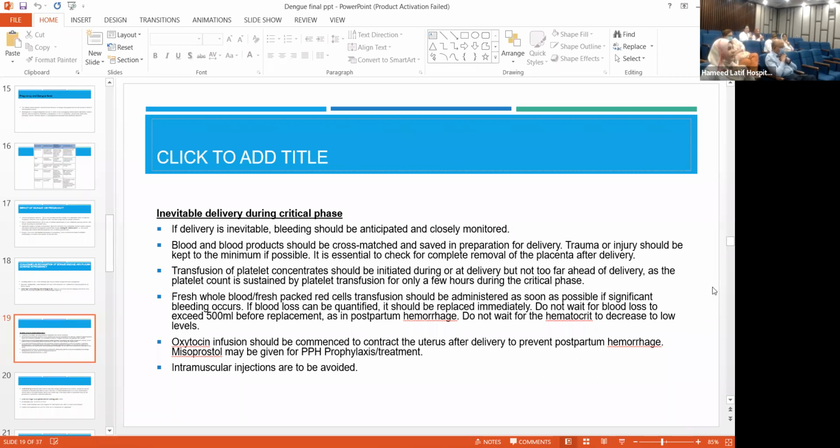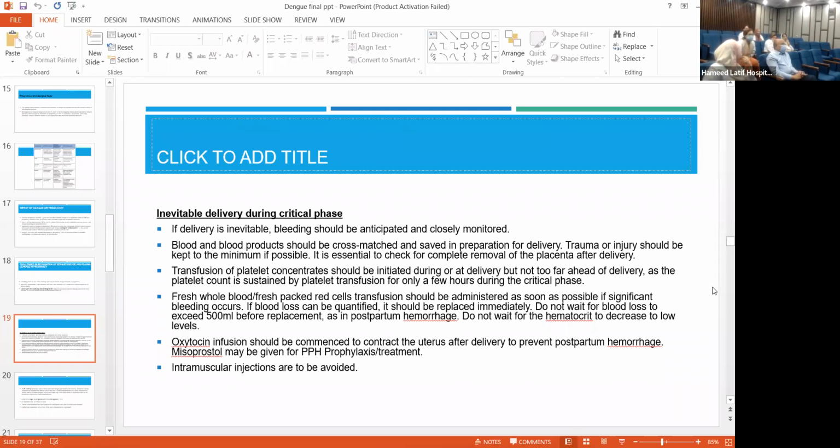And another important thing here is that we should not opt for vaginal delivery if the platelet count is less than 50,000, and we should not opt for cesarean section if the platelet count is less than 75,000. So the platelet count should be 75,000?